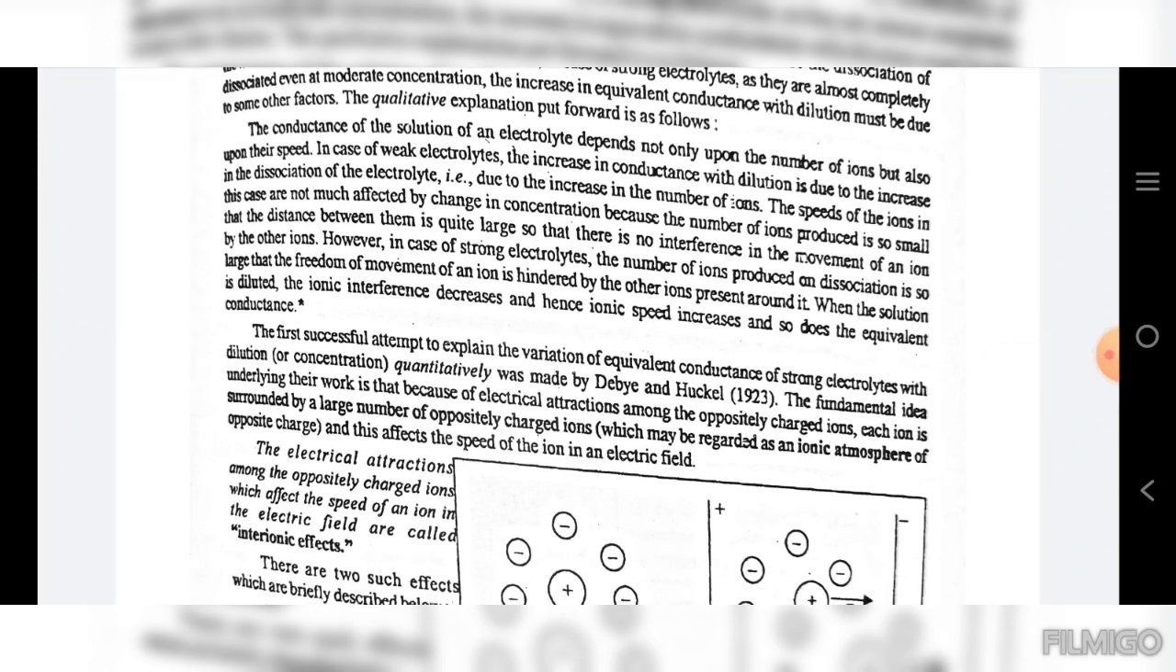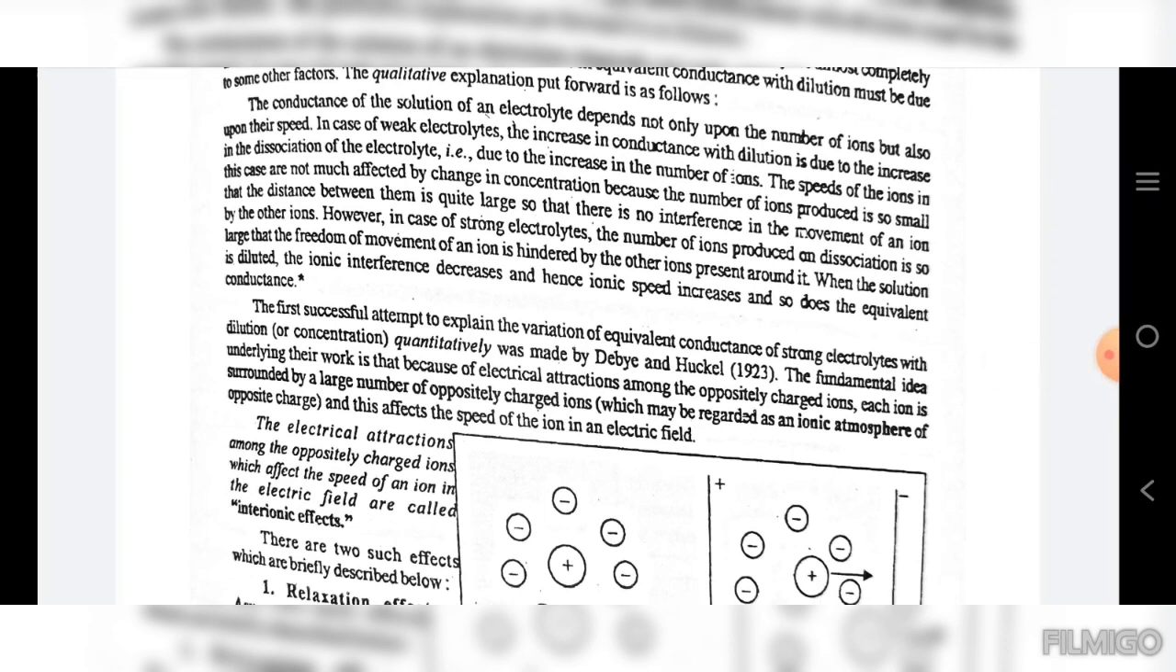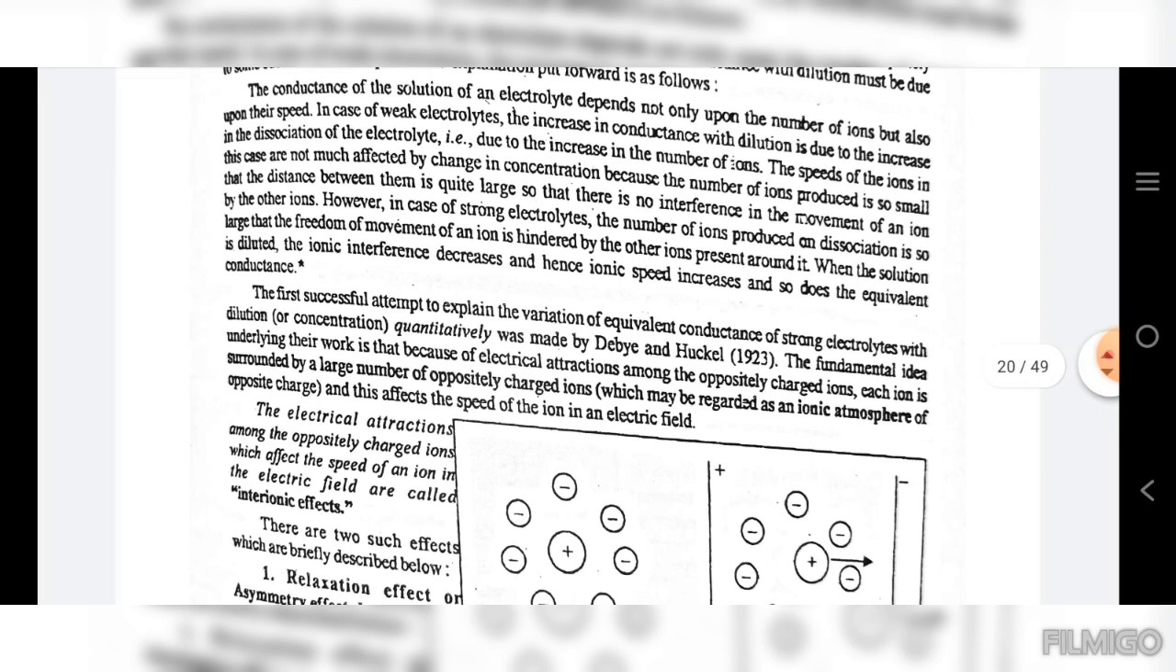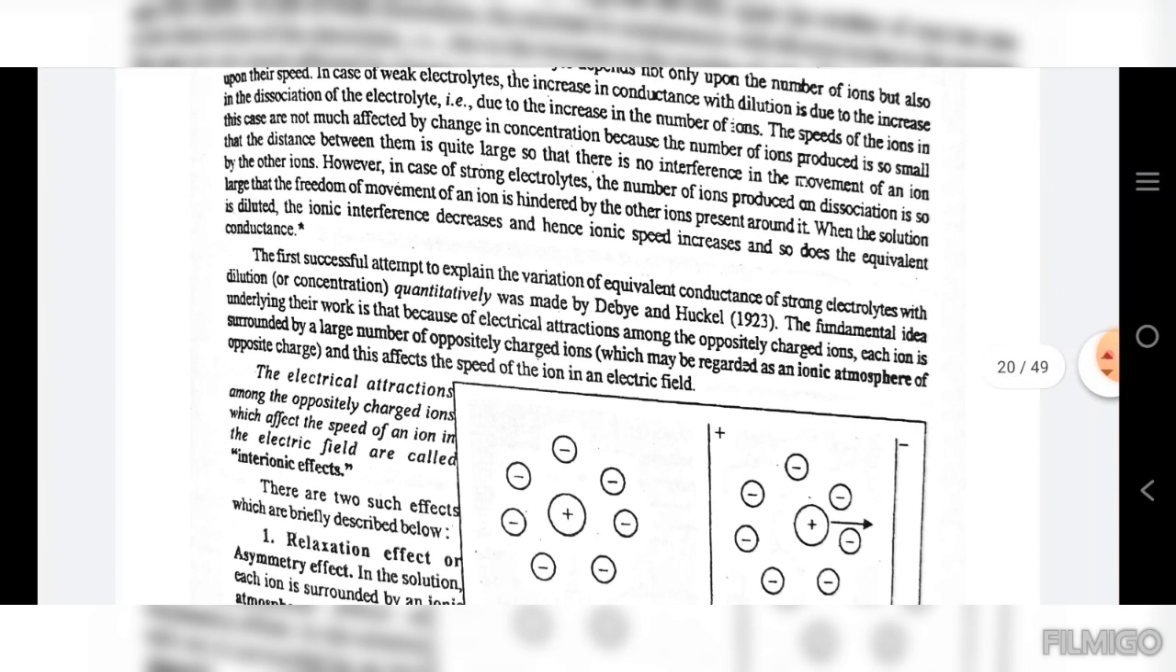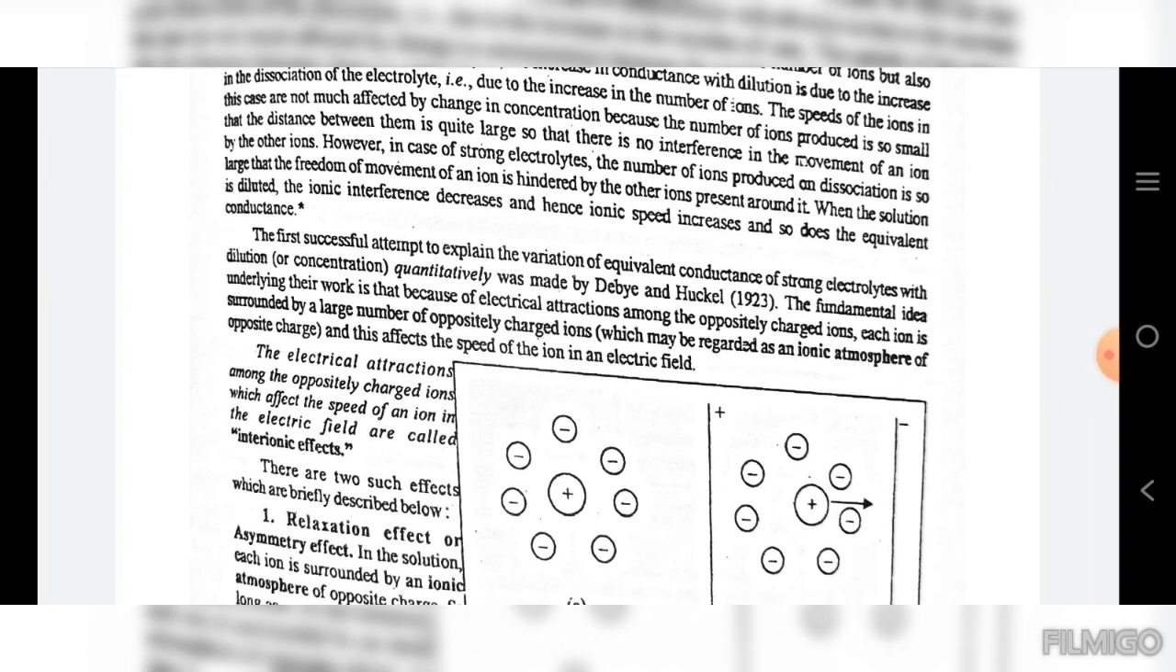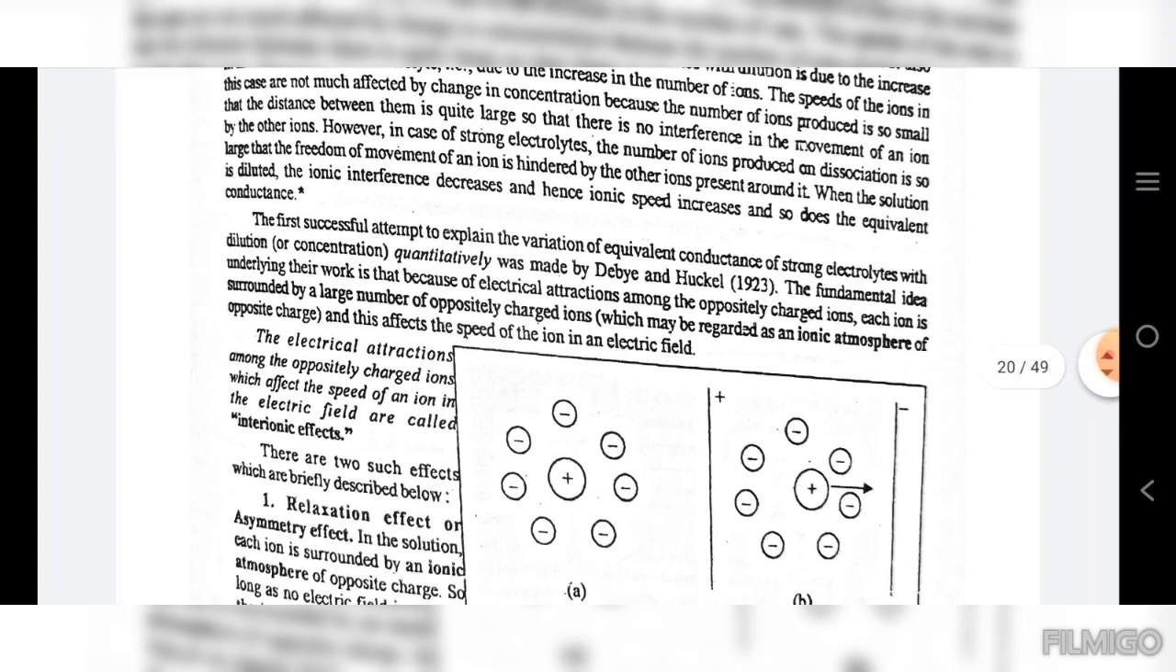The conductance of the solution of an electrolyte depends not only upon the number of ions but also upon their speed. In the case of weak electrolytes, the increase in conductance with dilution is due to the increase in the dissociation of the electrolyte. Due to the increase in the number of ions, the speeds of the ions in their case are not much affected by change in concentration, because the number of ions produced is so small that the distance between them is quite large, so that there is no interference in the movement of an ion by the other ions.